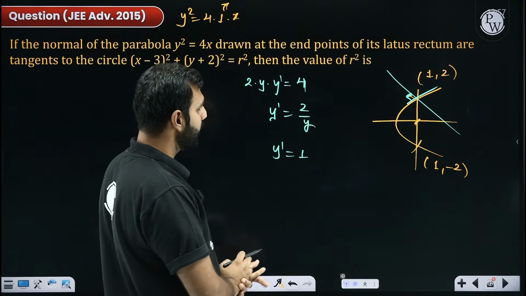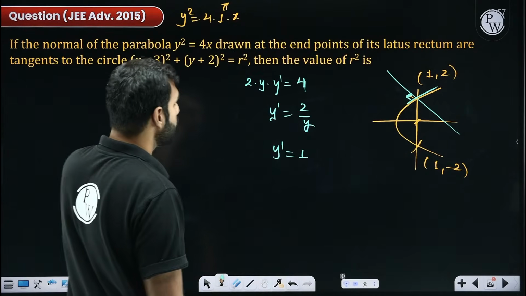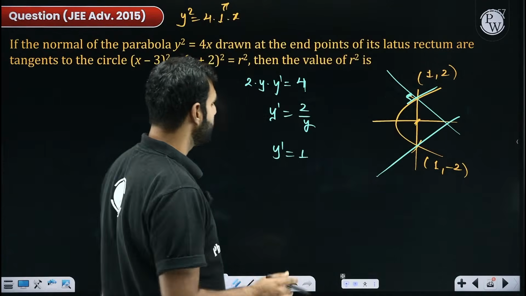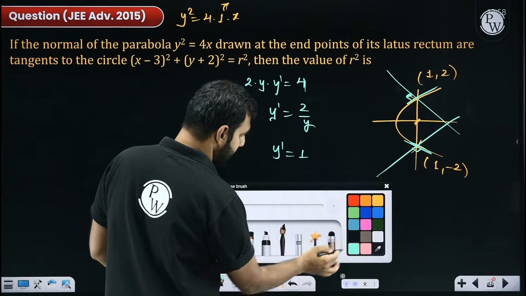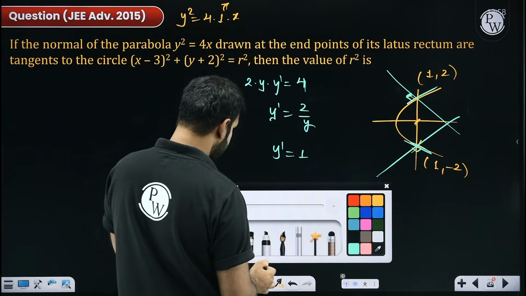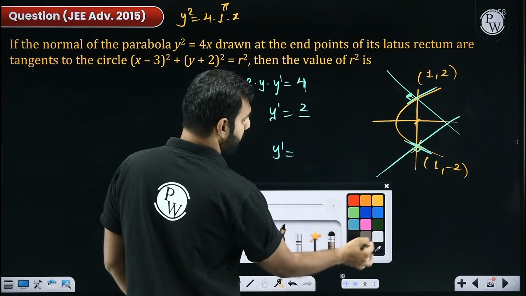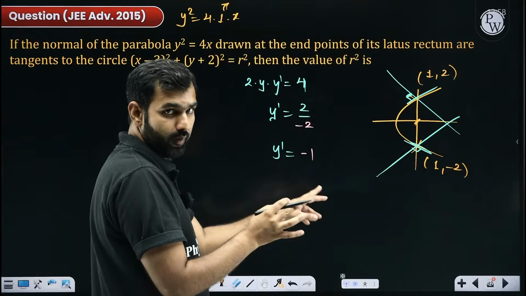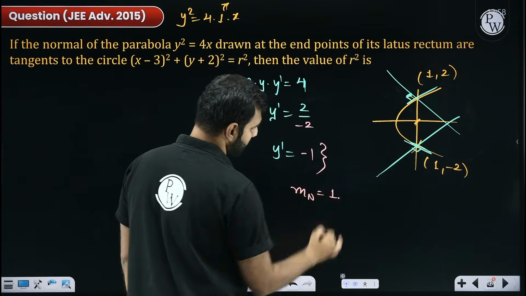Let's say instead of 1 comma 2, let me do it at 1 comma minus 2, because in that case the radius was turning out to be 0. If I do it here, I'll be putting y as minus 2. So if I'm drawing the normal here, what will I be getting? I'll be replacing y by minus 2, so y' I receive as minus 1. That's the slope of the tangent. So the slope of the normal will be 1, the negative reciprocal of it.